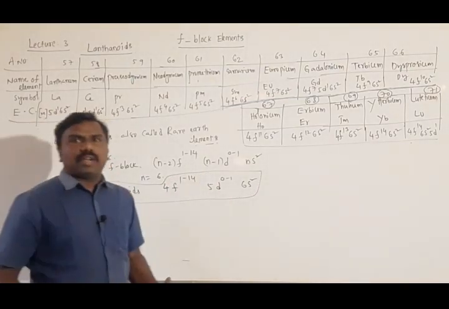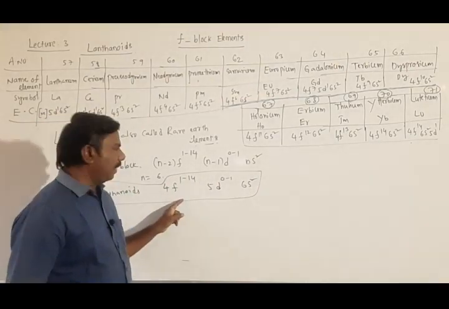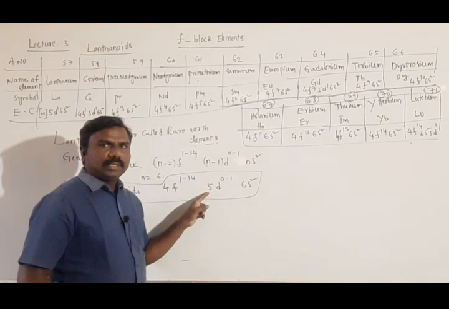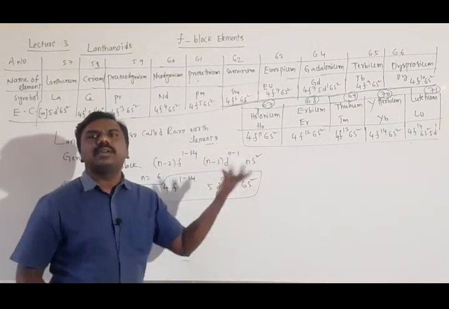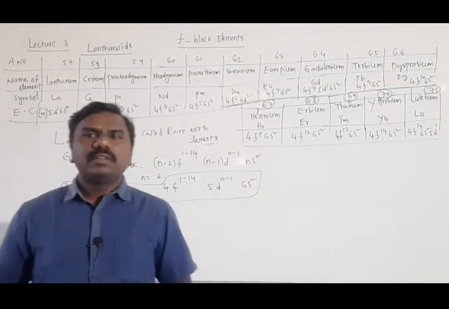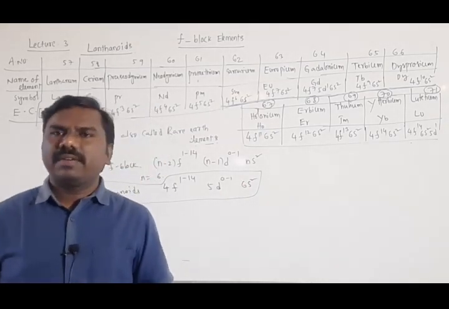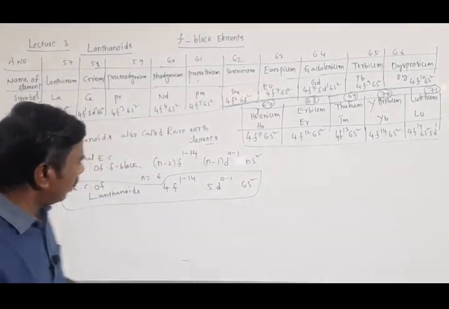If it is actinoids, 5f 1 to 14, 6d 0 to 1 and 7s2. N is equal to 7 for actinoids. For actinoids, they didn't give it in our syllabus, they deleted it, you just remember.